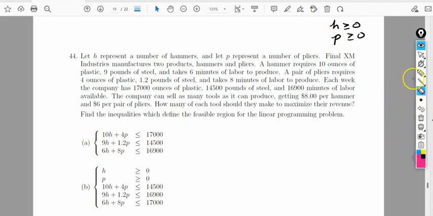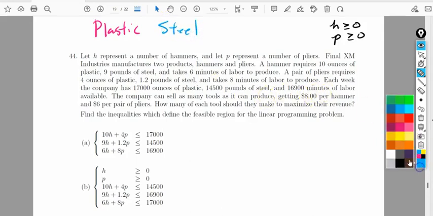Now I'm going to color code the rest of them. A hammer requires plastic. So I'm going to do plastic in red. So they both require plastic. They both require steel. And they both require labor.